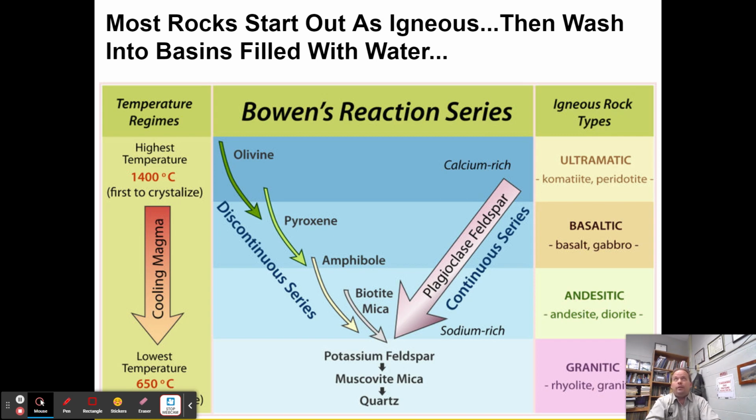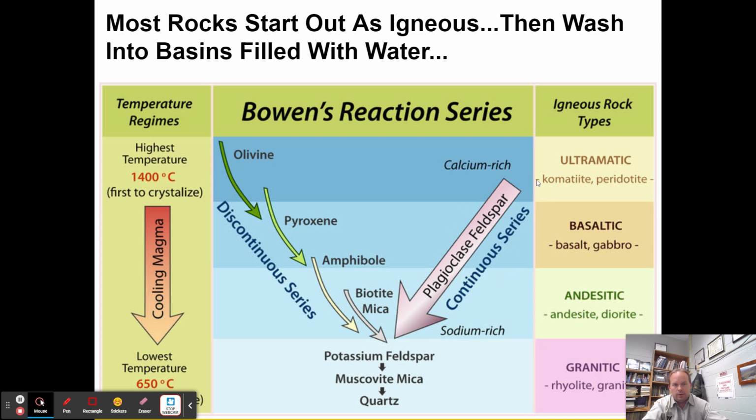And I will say that on the mid-year assessment, Bowen's reaction series was a bit of a rough question. So Bowen's reaction series is one of the things we start with when we start talking about igneous rocks, particularly with volcanism and so forth. But as you cool a magma from really, really hot and molten down to less hot and starting to become kind of solid, you crystallize out different minerals, and they either move down along this series, the discontinuous series, or they move down along the feldspar series or the continuous series.